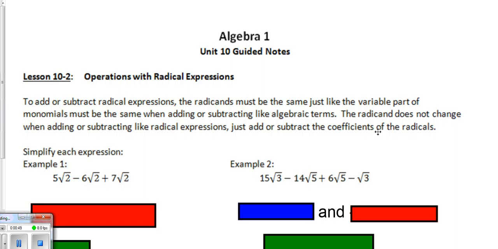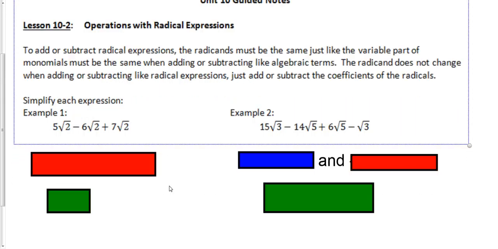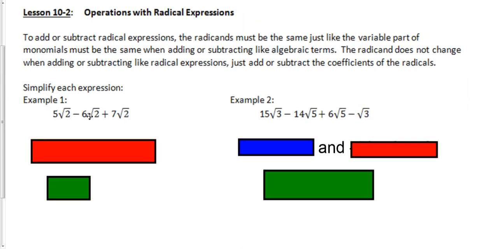Just add or subtract the coefficients of the radicands, or the whole radical piece. So again, in a case like this, 5 square roots of 2 means 5 times the square root of 2, 5 times whatever that answer is. 6 square roots of 2 is 6 times whatever answer that is. So we can put these two together, 5 of them and 6 of them. But this is actually saying take away 6, so when we simplify this, it'll look a little bit different. So let's go through the whole example, simplify each expression.